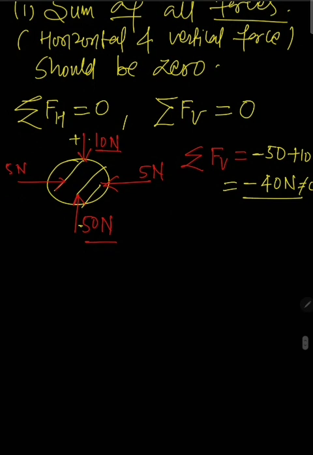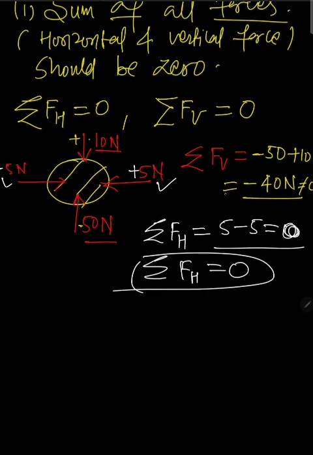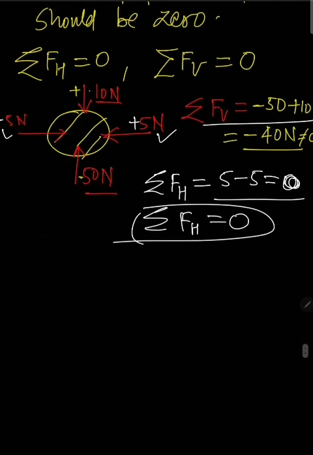Okay, now let's check the sum of horizontal forces. So horizontal forces, this is 5 Newton and this one is 5 Newton. Suppose we take this one as positive and this one as negative. So 5 minus 5, what has it come? 0. Okay, so in the horizontal direction it has come 0. But in the vertical direction it is not 0. So we can say that this body is not in equilibrium.